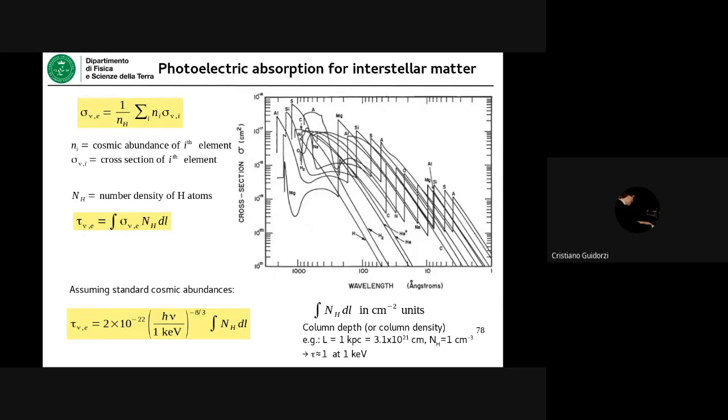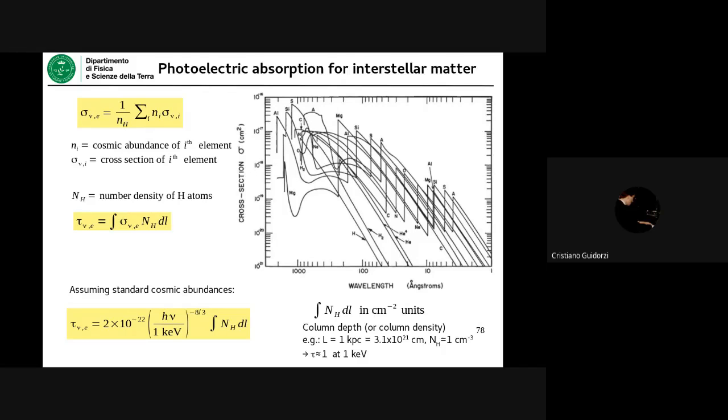So let's make a practical example, with values which are typical in astrophysics. Let's consider the length of a source, which is 1 kiloparsec, and 1 parsec is just 3×10^18 centimeters, so 1 kiloparsec is just 3×10^21 centimeters. Typical particle density, this value is typical in astrophysics in several contexts, which is 1 particle per cubic centimeter, so 1 hydrogen atom per cubic centimeter.